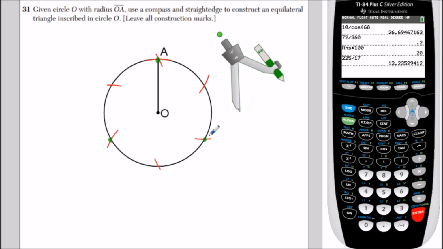So we get our straight edge. You guys would have to use a ruler unless you're doing it on the computer too. But I connect this point here, and I connect this point here, this one here, and we have an equilateral triangle inscribed in circle O.